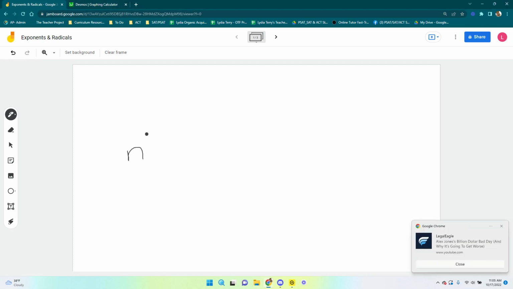Okay, let's get into exponents and radicals. If you were to read this, what is it you would say? Some people may say n to the second. Some people may say n to the power of 2. But that's actually probably not what most people would say. They would say n squared.